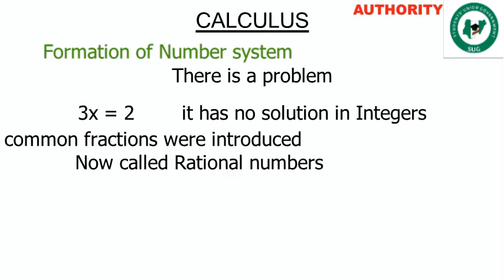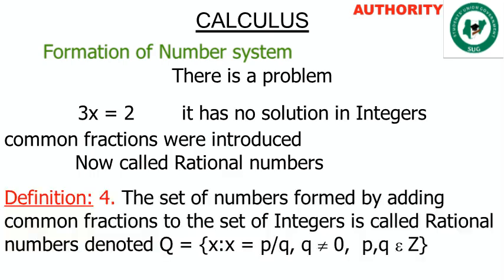We name these common fractions what? Rational numbers. So the definition of rational number is this. We say that the set of numbers formed by adding common fractions to the set of integers is called rational numbers. It is denoted by the letter Q.